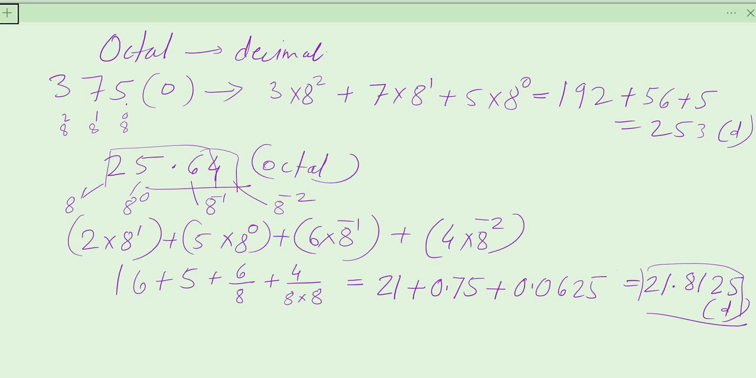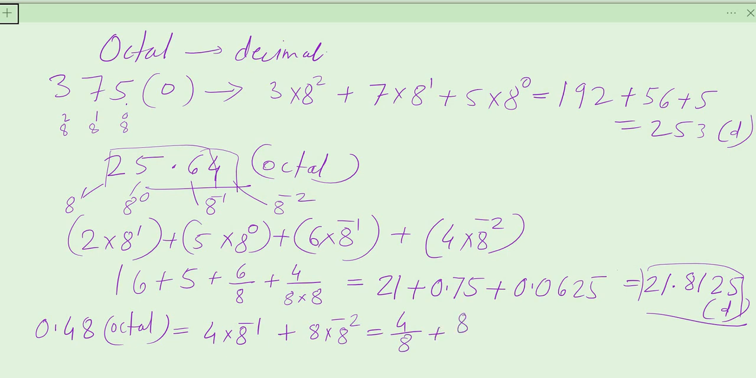Let us have one more example. Only fractional part, for example. Suppose let's take 0.48 octal number. Then 0.48 octal will be expanded to 4 into 8 raised to minus 1 plus 8 into 8 raised to minus 2. So this will be 4 by 8 plus 8 by 64.